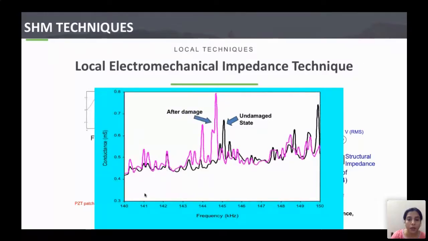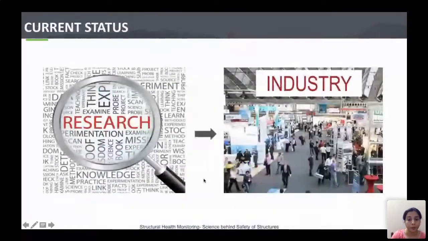And after damage, it changes, and this is how we will compare the two stages of the structure. This is a relative technique, and the undamaged signature is just like the signature of a healthy body. For a body, we have different parameters. We know that this is the range for the temperature when you are healthy, and if it changes, then we know there is some problem. In the same way, if there is some problem, its healthy signature will get changed, and we quantify the change of this signature.